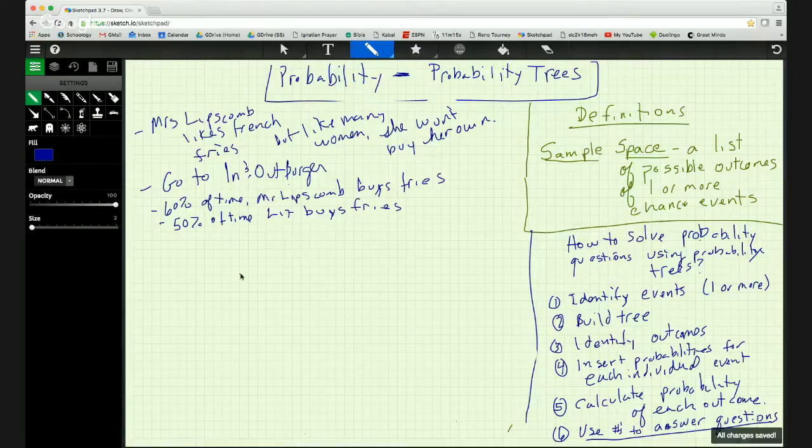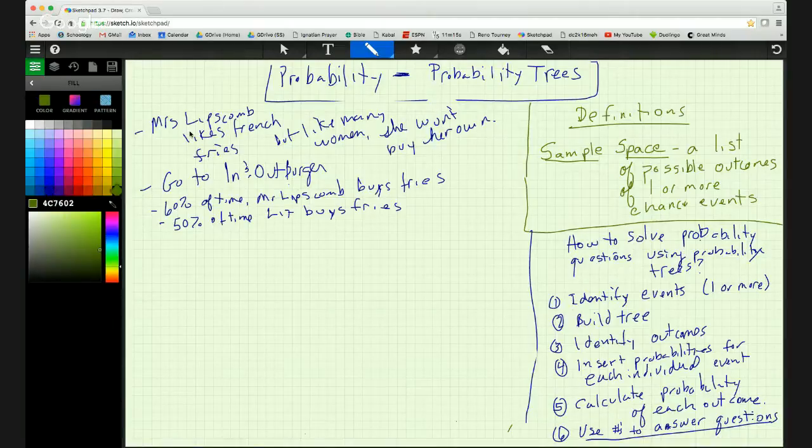Okay, so the three of them are going, so here's our three people: Mrs. Lipscomb in the story, Mr. Lipscomb in the story, and Liz in the story. And Mrs. Lipscomb buys it 0% of the time. Never buys French fries. Mr. Lipscomb buys them 60% of the time. Liz buys them 50% of the time. And so what Mrs. Lipscomb likes to do is she likes to poach others' French fries.